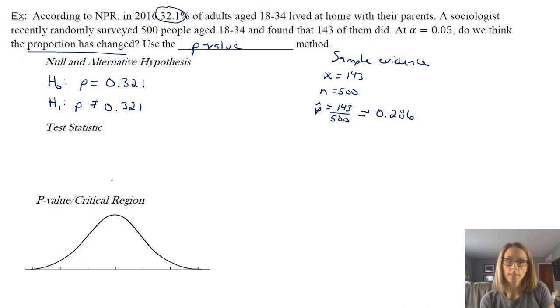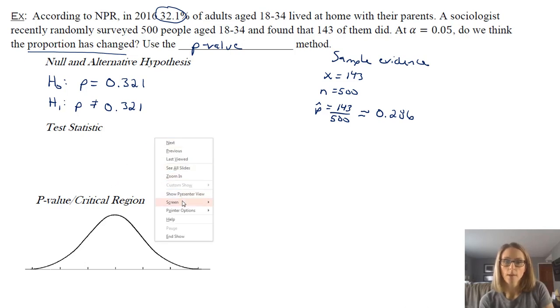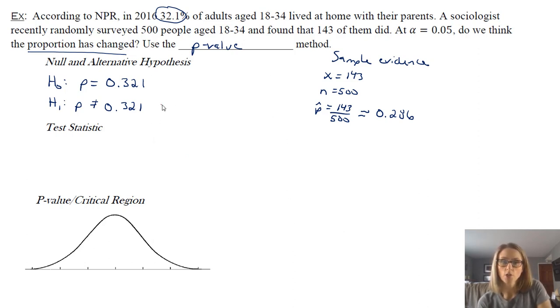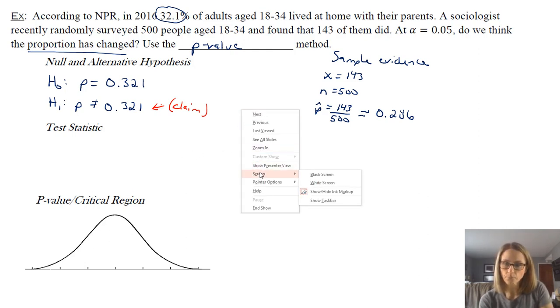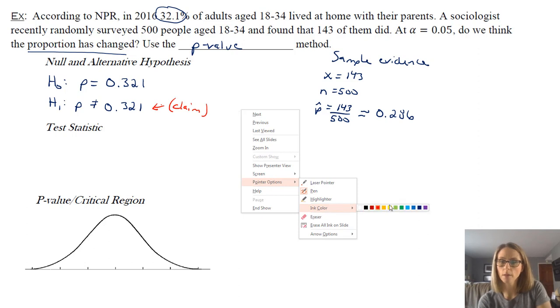So we also want to pay attention to our claim. And in this case, our claim is, do we think the proportion has changed? So this would be that the proportion has changed. So our claim is our alternative. We are trying to see, has it changed? Okay, now let's come back.